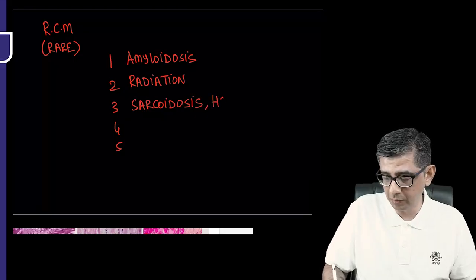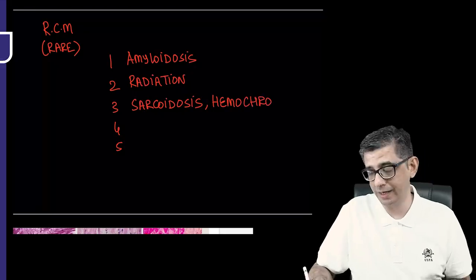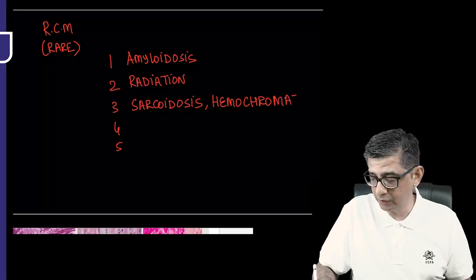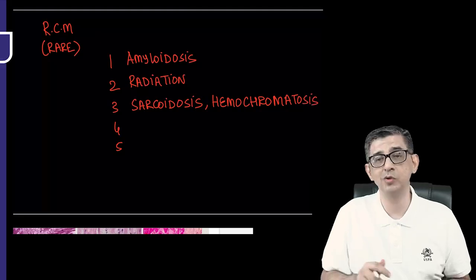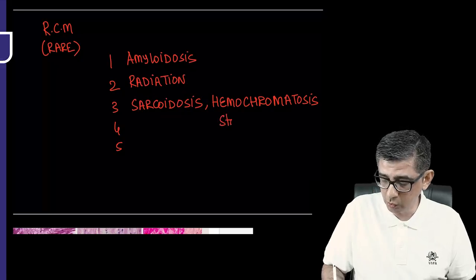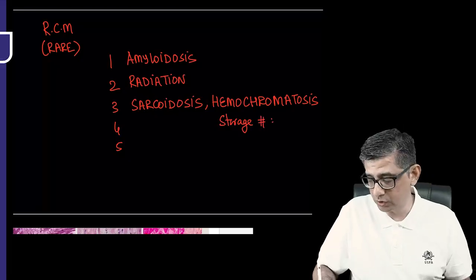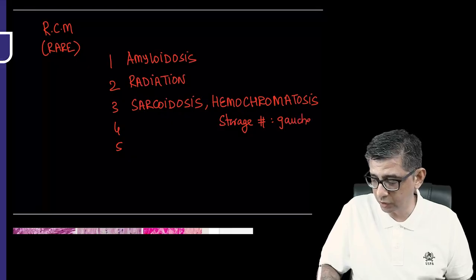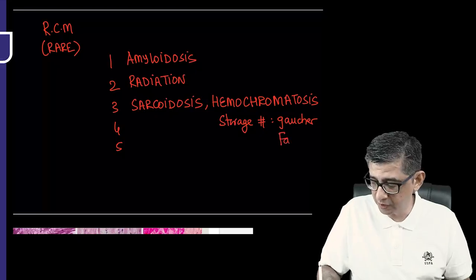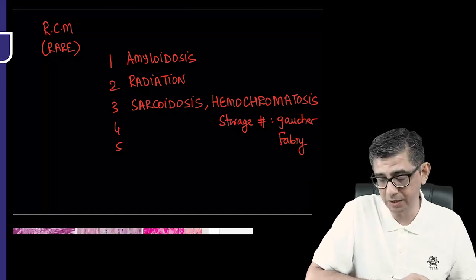Another important cause to be remembered here is hemochromatosis. There are two varieties of it, primary and secondary. In secondary, the load of iron will be relatively more, but the point is hemochromatosis and sarcoidosis both are causes of restrictive cardiomyopathy. Then even storage disorders that you read in pediatrics, two storage disorders that I can mention at the moment are Gaucher's disease, that is glucocerebrosidase deficiency, and Fabry's disease, where we read about angiokeratomas. They both are associated with development of RCM.